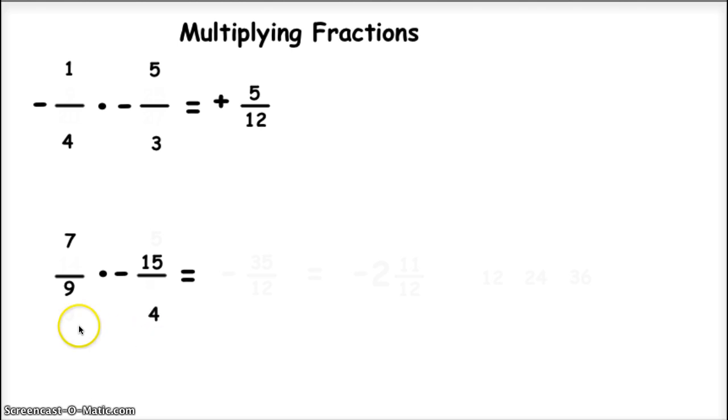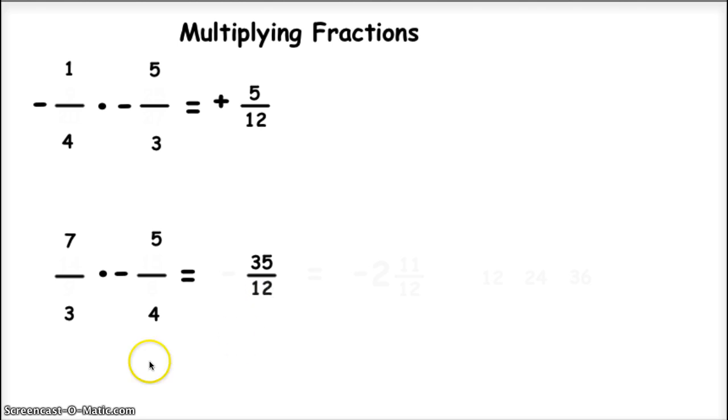Now, my other pair of numbers is 9 and 15. And both of those numbers are divisible by 3, and one of the numbers is on top and the other number is on the bottom. So let's take 9 divided by 3 and get 3, and 15 divided by 3 and get 5. Now I just multiply the top and I multiply the bottom. 7 times 5 is 35, and I divide that by 3 times 4, which is 12.